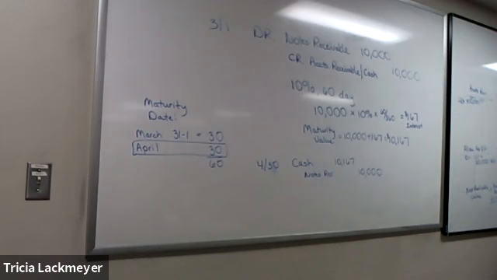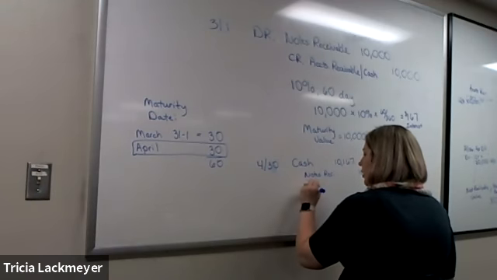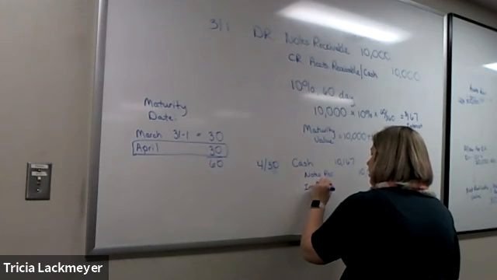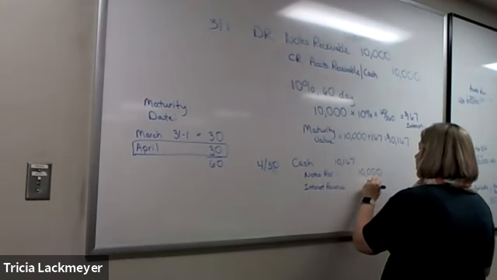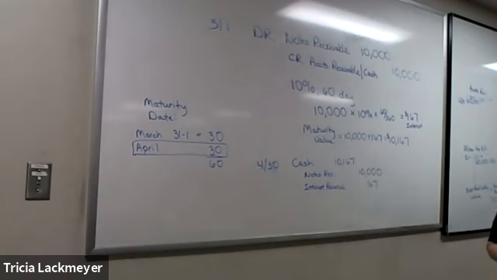And then what else do I credit? Interest revenue, in this case. Very good. I earned $167 of interest revenue by issuing this note. So cash is debited the full maturity value, notes receivable is credited the face value, and interest revenue is credited the interest.